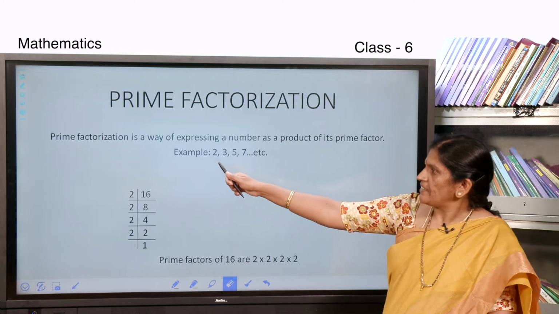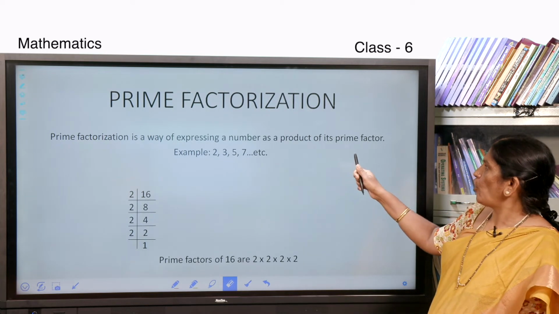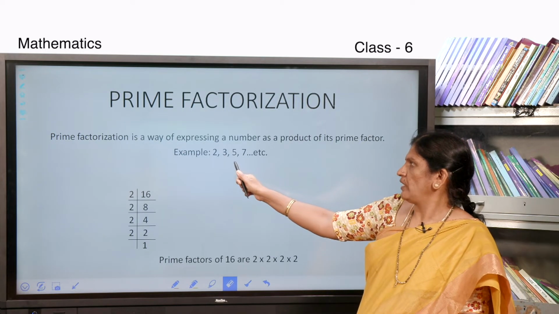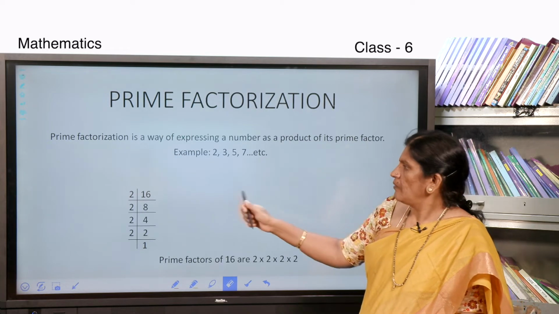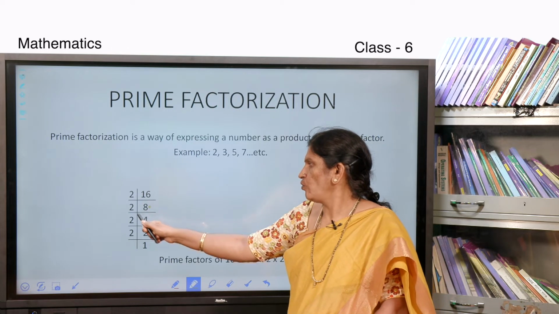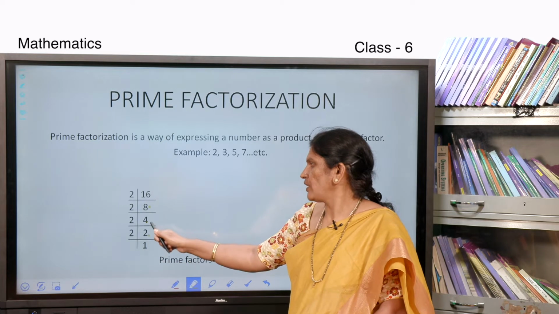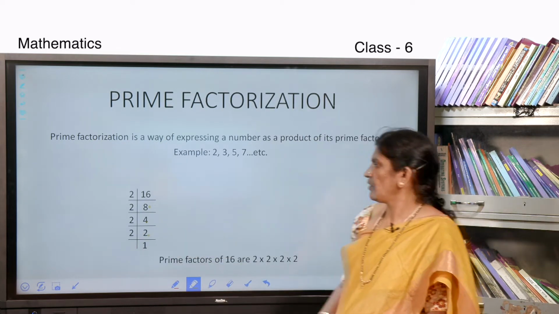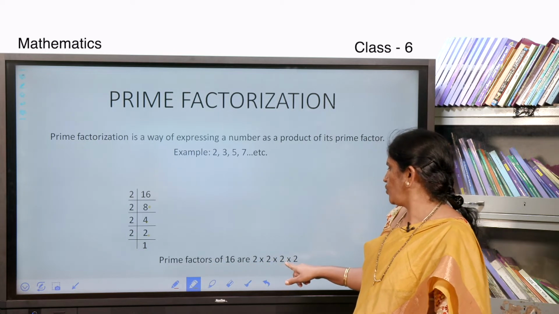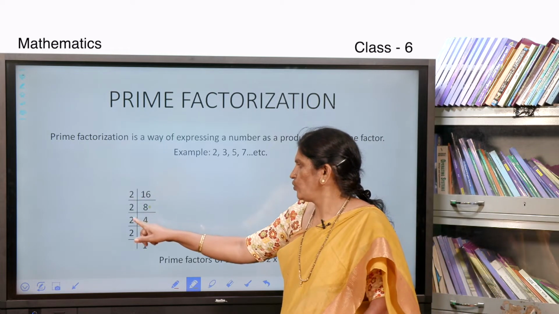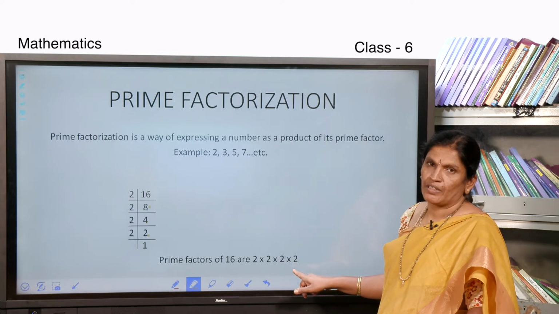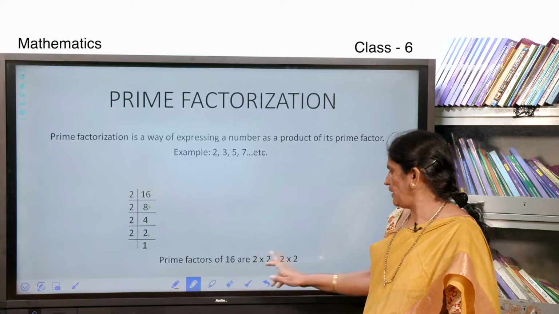See, prime factorization is a way of expressing a number as a product of its prime factors. For example, the prime numbers are 2, 3, 5, 7 and so on. For example, I have taken 16. 2 8s are 16, 2 4s are 8, 2 2s are 4. We can observe the prime factors of 16 are 2 into 2 into 2 into 2, 4 times 2. So 2 2s are 4, 4 2s are 8, 8 2s are 16. We can observe here we did not write 1 and 16.